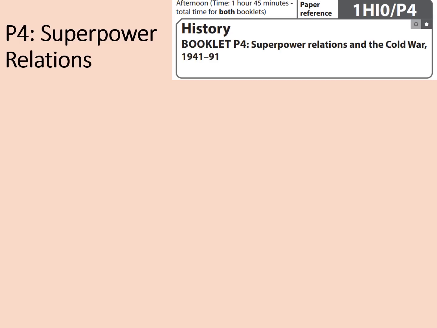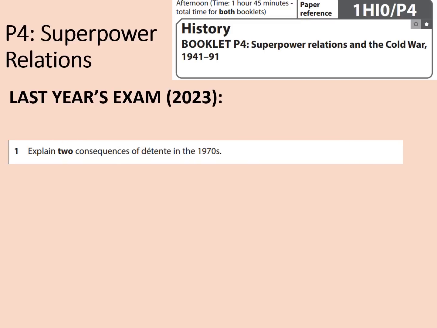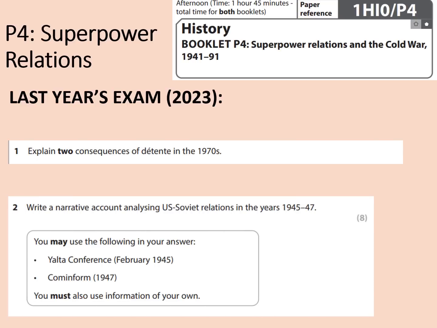Superpower Relations. Last year's exam. The first question, explain 2 consequences, was 2 consequences of détente in the 1970s. That was worth 8 marks. The narrative account question was analysing US-Soviet relations in the years 1945 to 47. Quite a narrow date range there and a really early one. That probably caught out a few candidates. Is it going to appear again? The stimulus points for this here were the Yalta Conference in February 1945 and Cominform in 1947.